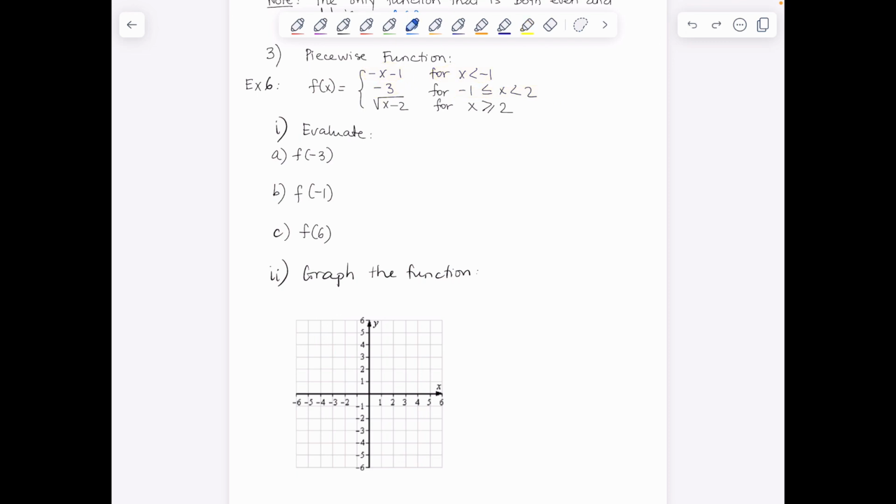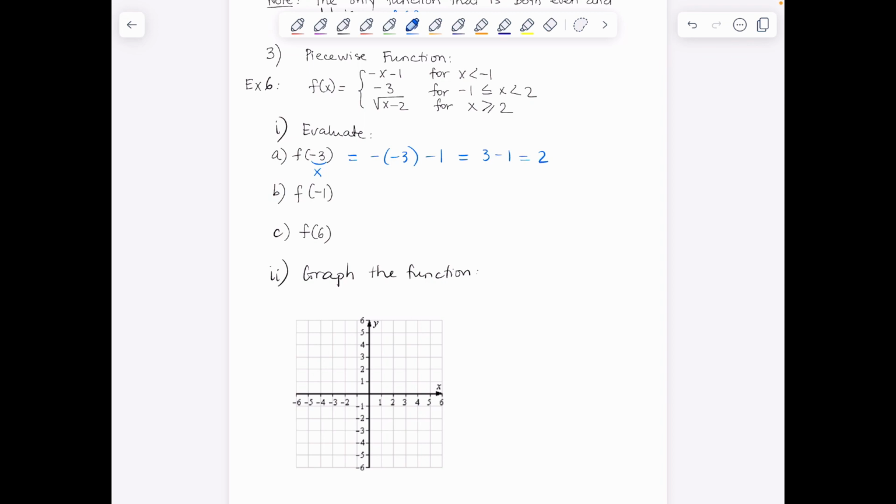Let's look at the first type of problem. Evaluate f of -3. In this case, x is -3, so we need to look for the formula that has the interval that contains -3. So -3 is a number that is less than -1. Therefore, we are going to be using the first formula, -x minus 1, to evaluate the function. So we have -x, so that will become -(-3) minus 1. -(-3) gives you +3 minus 1, and that equals 2.